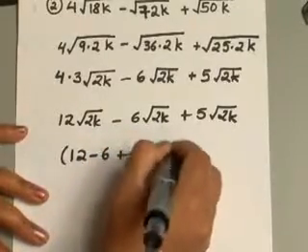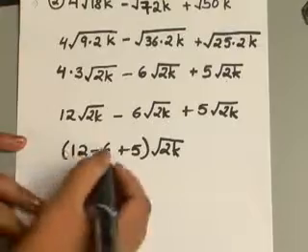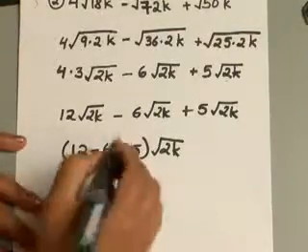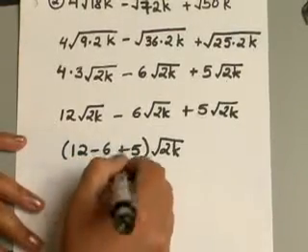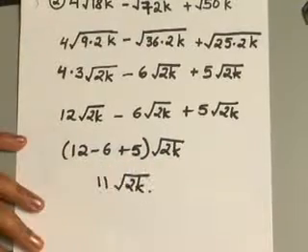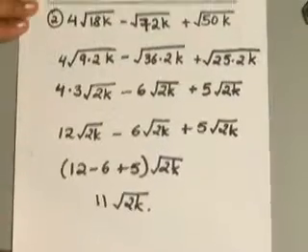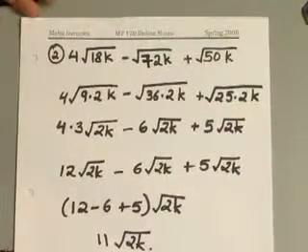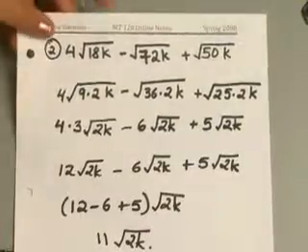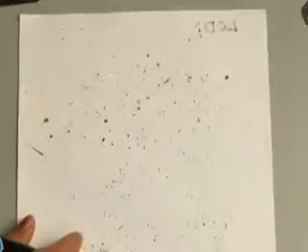And then you have square root of 2k. 12 minus 6 is 6. 6 plus 5 is 11. And 11 square root of 2k will be your answer here. Okay? Now these two problems that we saw were dealing with square roots. Let's go ahead and take a look at an example with a cube root.